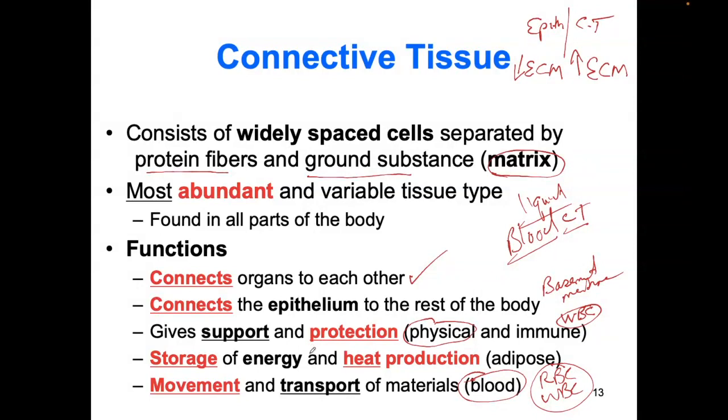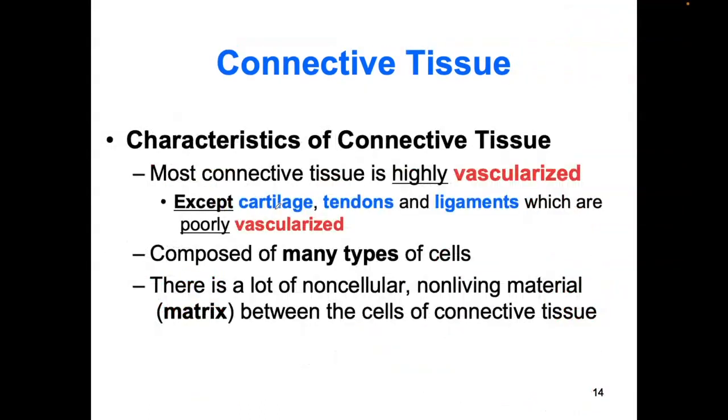Connective tissue can store energy, and it's involved in heat production because of adipose. What is adipose? Adipose is fat cells. Connective tissue is highly vascularized, meaning it's got good blood supply. Epithelium, not so much. Epithelium doesn't have the best blood supply, but connective tissue is highly vascular.